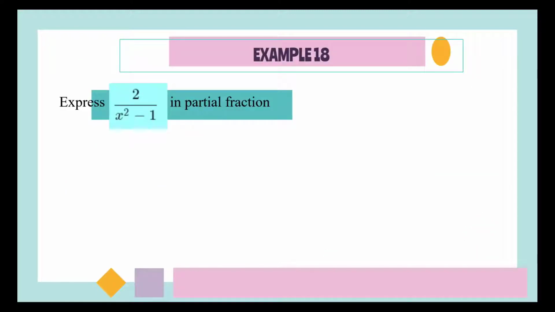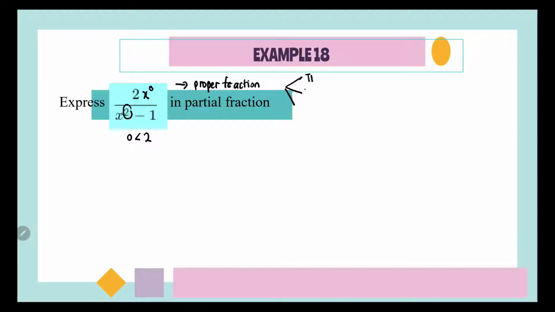So for example 18, express 2 over x square minus 1 in partial fractions. Before we express it, first we want to recognize whether this is a proper or improper fraction. The numerator has x to the power of 0 and the denominator has x to the power of 2. Since 0 is less than 2, we can say that this is a proper fraction.